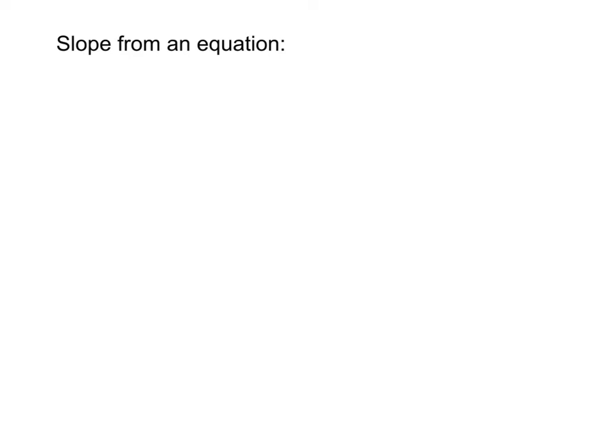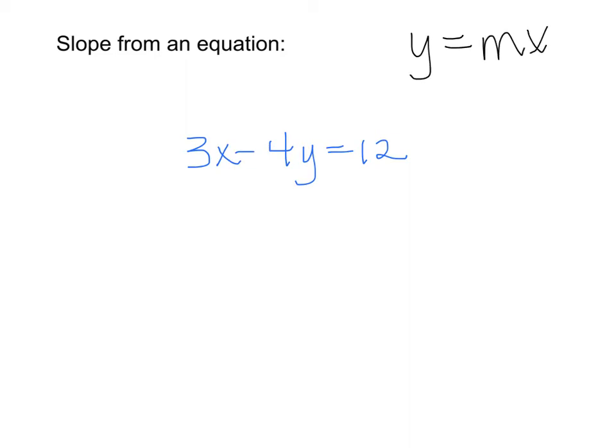Now let's talk about how to find slope from an equation, which can be a little bit more difficult. And you're actually tested on finding slope from an equation several times in Unit 3. Let's say, for example, I give you this particular equation and I ask you to find the slope. When you're finding slope from an equation, what you want to do is get the y by itself. If you can get the y by itself, the slope is always going to be that number in front of x.